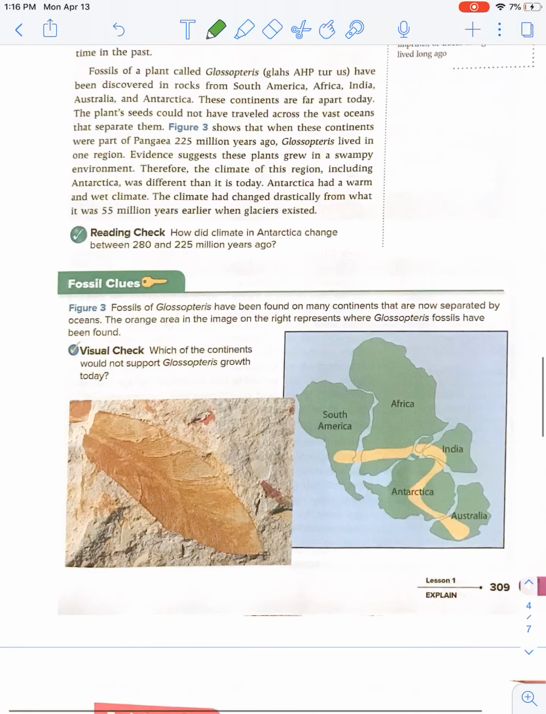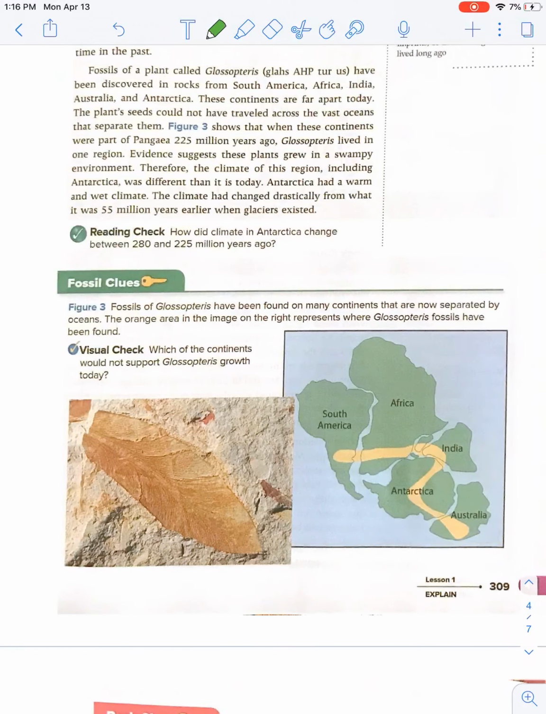Fossils of a plant called, let me look at this, Glossopteris, I believe that's Glossopteris, have been discovered in rocks from South America, Africa, India, Australia, and Antarctica. These continents are far apart today, but the plant seeds could not have traveled across vast oceans that separate them. Figure 3 shows that when these continents were part of Pangaea 225 million years ago, Glossopteris lived in one region.